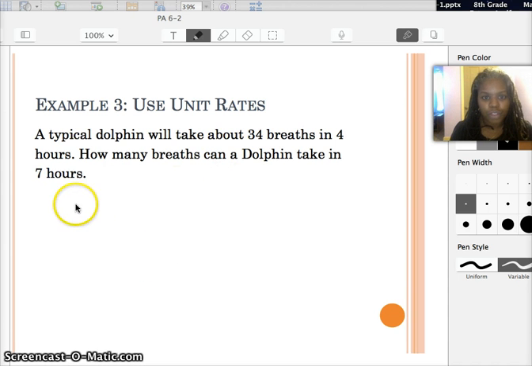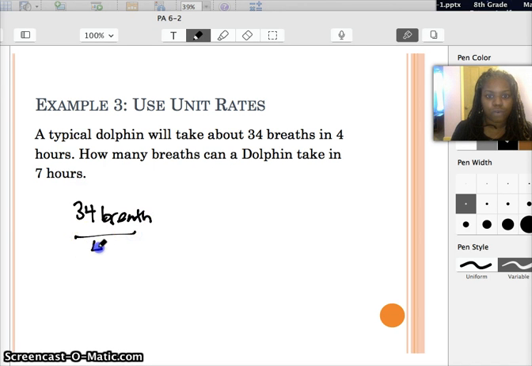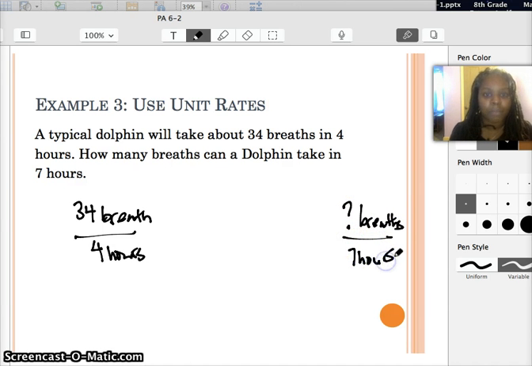So we have 34 breaths, and those breaths are taken in 4 hours. And what we want to know is about how many breaths are taken in 7 hours. So I'm actually going to put a little question mark here, put breaths and put 7 hours, just so I have in the back of my mind what I'm looking for.